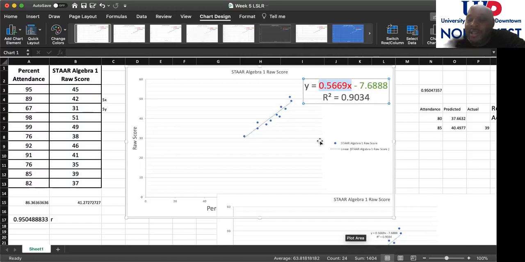I may give you something like this and ask you, what is the value of the correlation? I'm telling you, I will do this, by the way. I will give you a graph. I will give you an equation just like this with no graph. And I'm going to say, what is the value of the correlation?